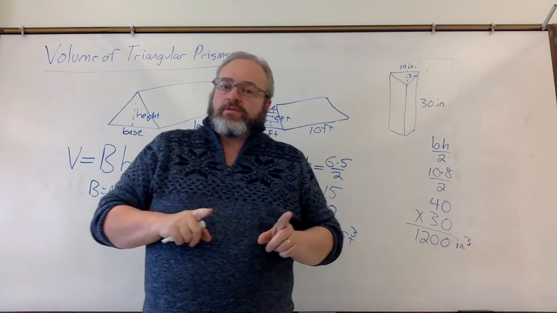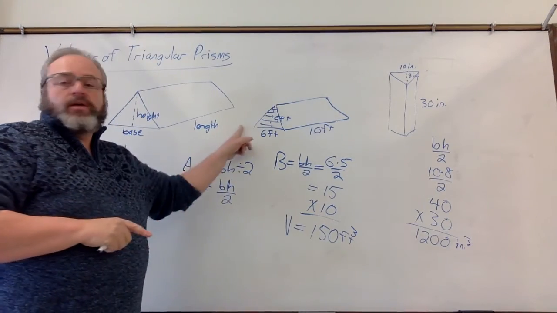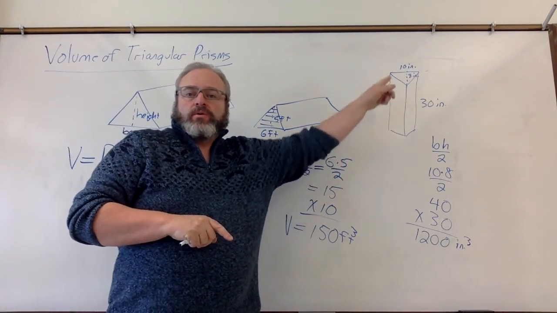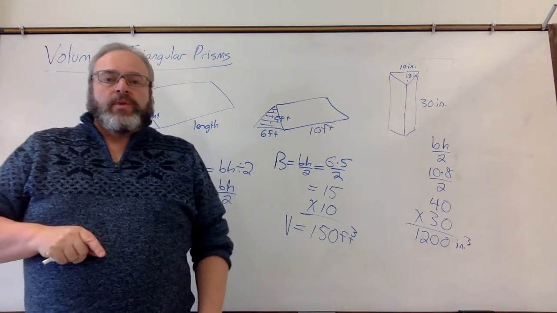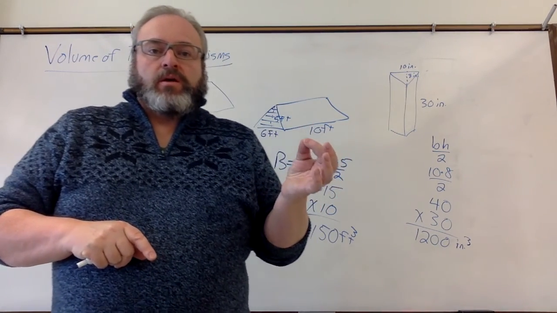Okay, so to find the volume of triangular prisms, first find the area of the triangle, then multiply by whichever measurement you haven't used yet. Could be the length, if it's lying down like these two, or the height if it is standing up. Area of the base times the height.